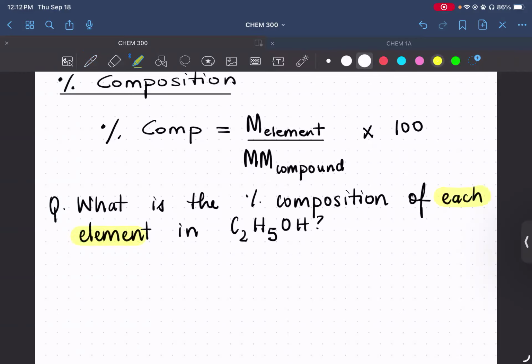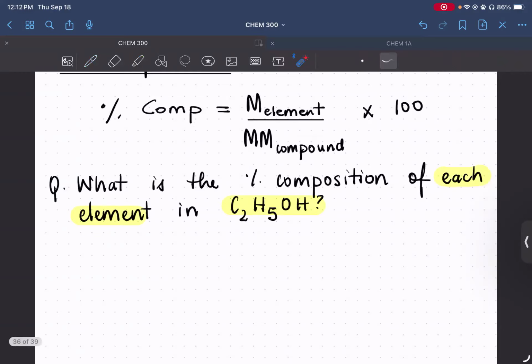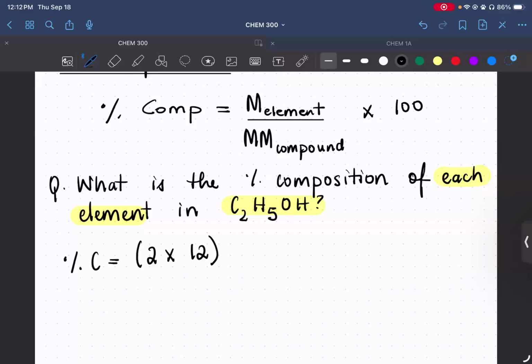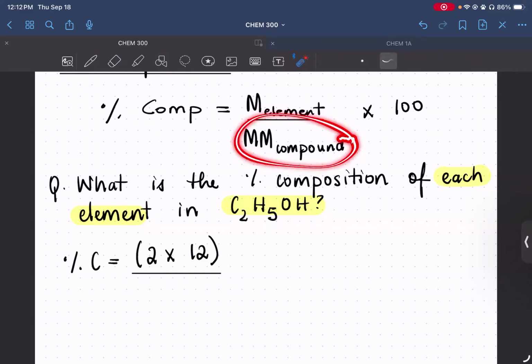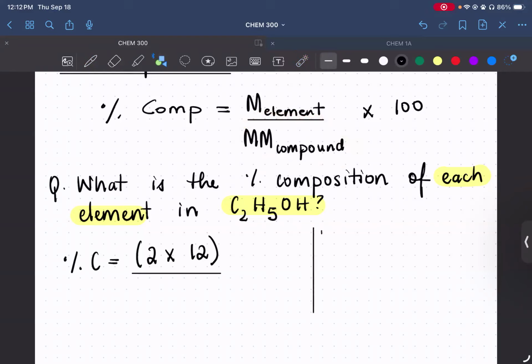So each element, and I've given you the full formula. Arbitrarily, I'm just going to work from left to right. So starting with carbon, I can see in the molecule, there are 2 carbons. So on top, I will have 2 times the mass of carbon, 2 times 12, all over the molar mass of the compound. Well, that number is not readily available to us in the question. No big deal, though. We can calculate it.